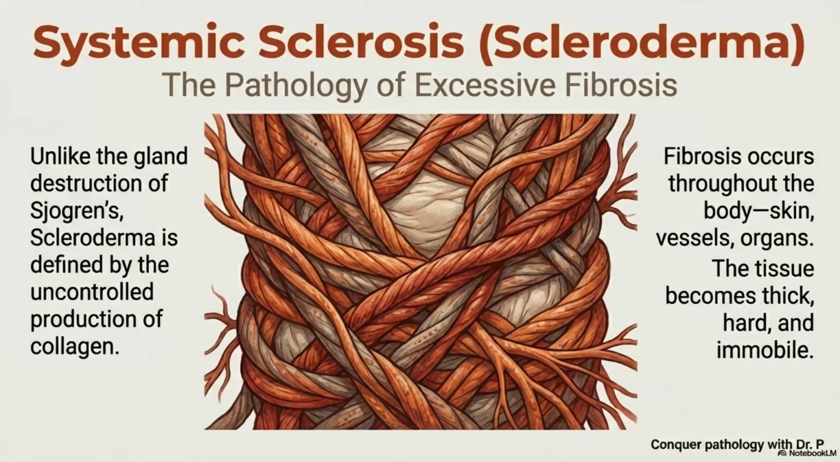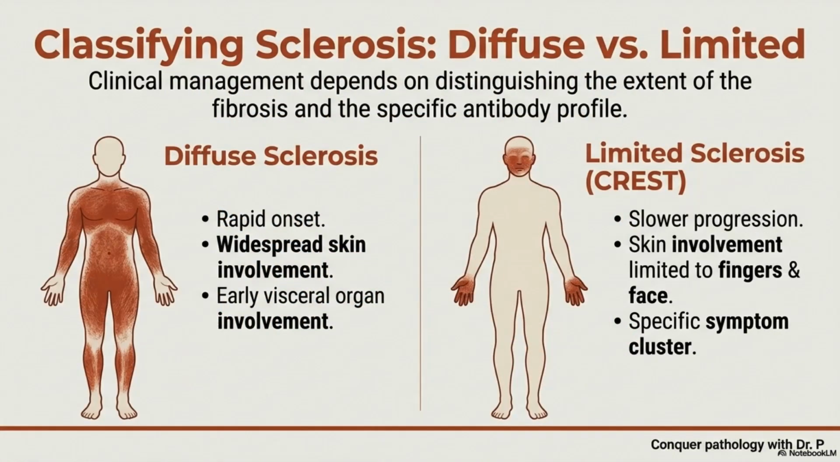Now let's switch to cousin number 2, systemic sclerosis. Sclero means hard, derma means skin. This is a fibrosis factory. It runs on a deadly triad: autoimmunity, vascular damage, and massive fibrosis or collagen deposition. We classify this agent into two types based on how much skin is involved.